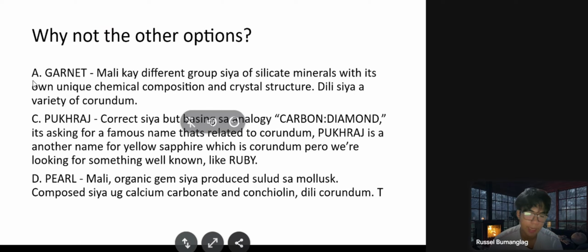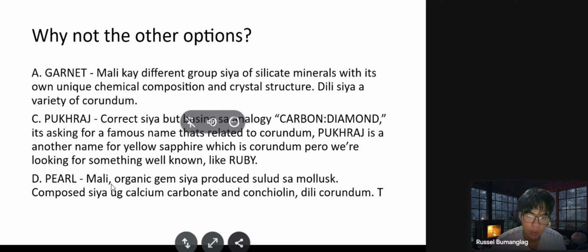So ano dili man A, garnet, even though they have the same color? Mali, kay different groups siya sa silicate minerals with its own unique chemical composition and crystal structure. Di siya a variety of corundum. C, topaz, correct siya, but basing sa analogy, carbon is to diamond, it's asking for a famous name that's related to corundum. Topaz is another name for yellow sapphire, which is corundum, pero we're looking for something well known like ruby. So we can cross C out, even though it's kind of right.